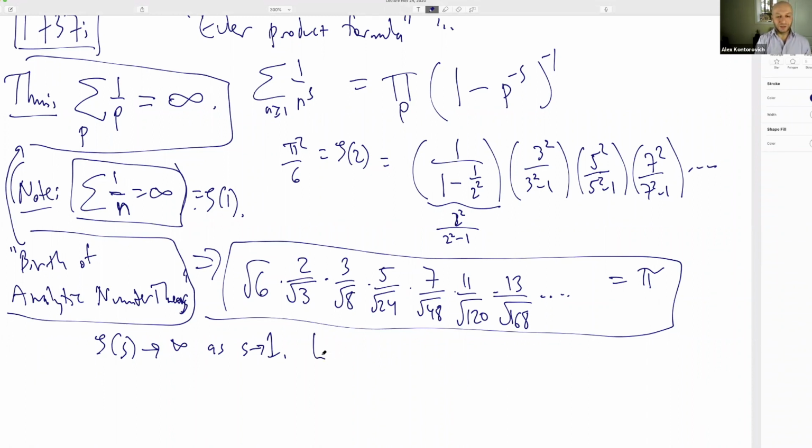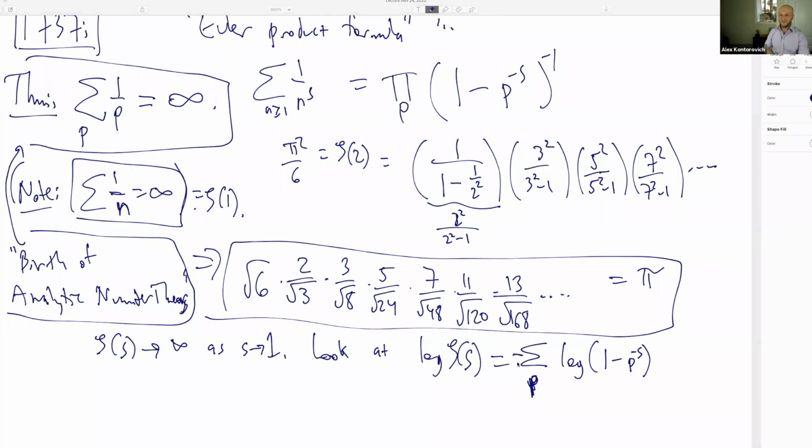Let's look at log zeta of s. The reason I want to look at log is because I have a product, and products and logs play nice. So this will be a sum over the primes p. I'm getting ahead of myself writing the zeros of the zeta function. We'll get to that eventually. Of log of (1 minus p to the minus s) to the minus 1. This is now the real logarithm. This is no funny business with complex numbers. He's just dealing with the real logarithm.